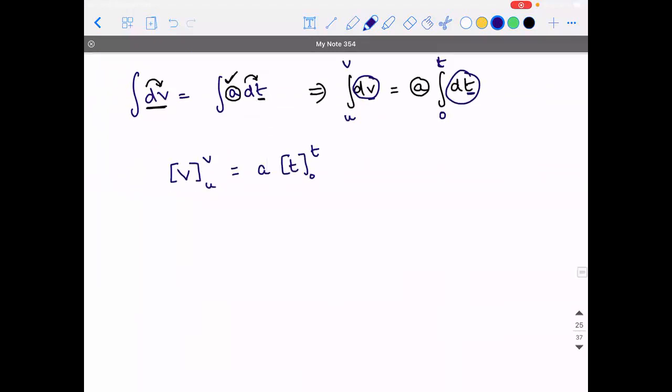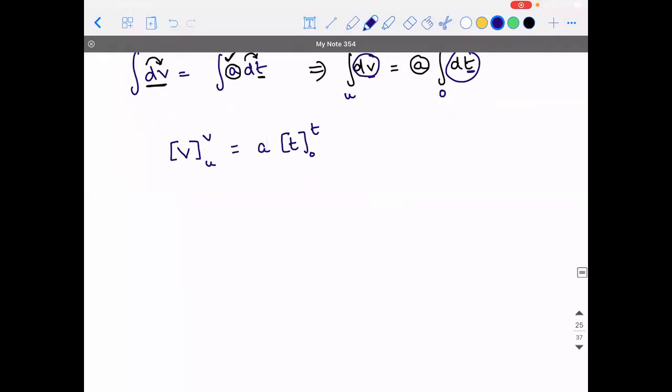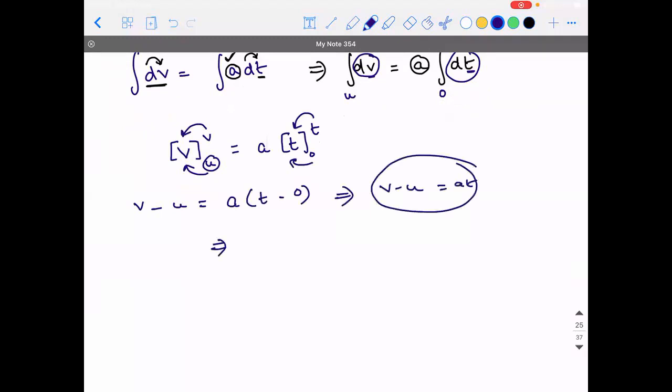Substitute the upper limit in the place of v minus the lower limit in the place of v, is equal to a, which is a only. Substitute the upper limit minus the lower limit. So v minus u will be equal to at, which implies v is equal to u plus at.